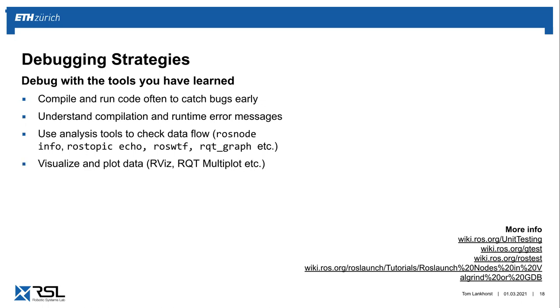Now, these textual command line tools might give you a lot of help. Often when you are working with data that's better visualized, you should use RViz or RQT multiplot to debug your problem. For example, if something in a control algorithm is going wrong, you might want to visualize the input and the output of the control algorithm. And RViz and RQT multiplot are very useful with that.